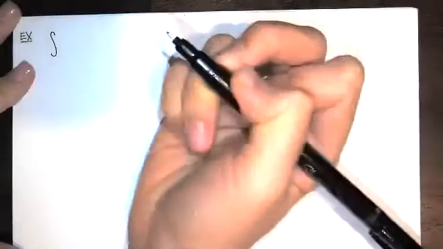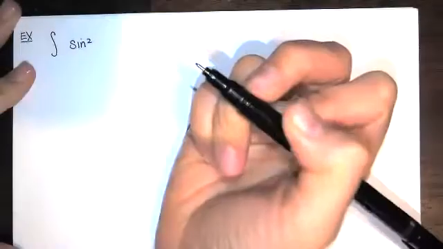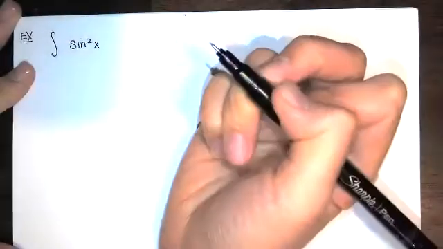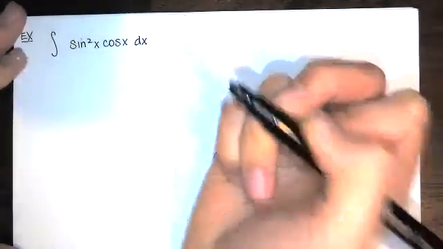Now here is the idea. If you can antidifferentiate this function that has trig functions in it, you can just as easily antidifferentiate the same thing where there's just a hyperbolic function instead. This is sine squared x times cosine of x dx.